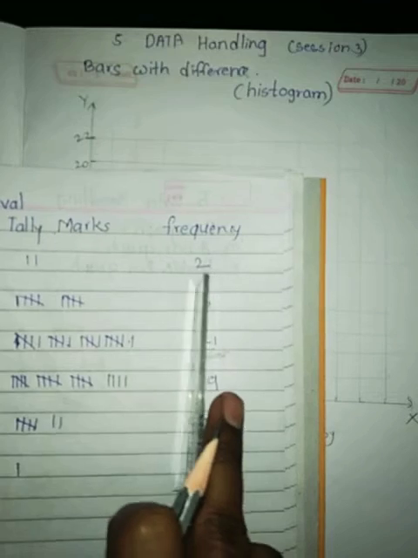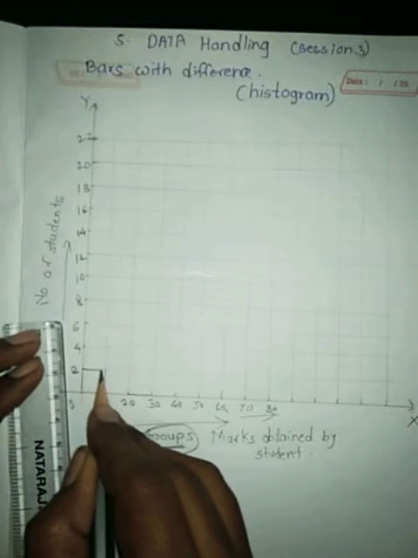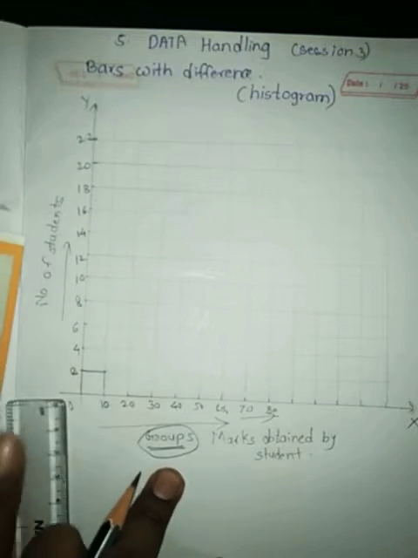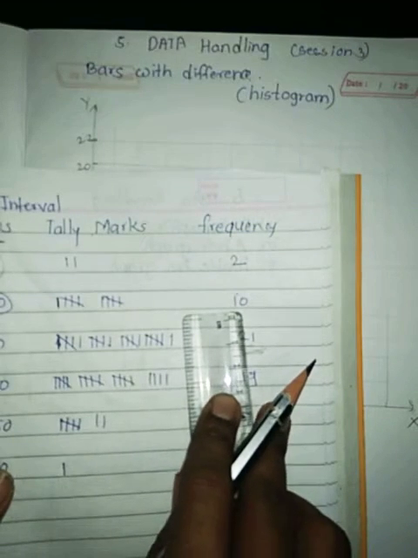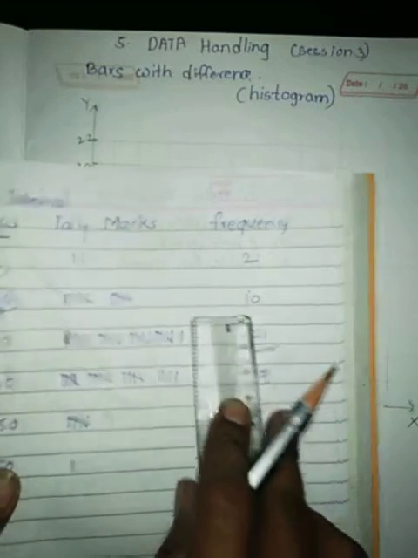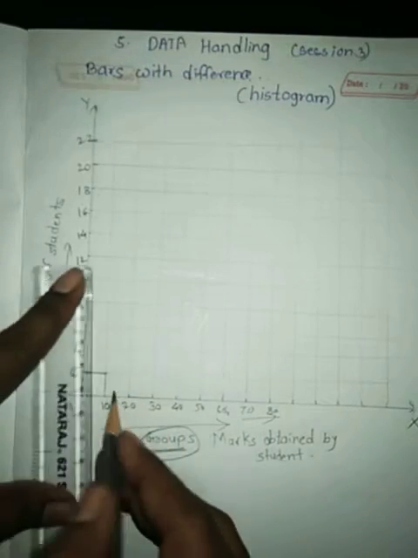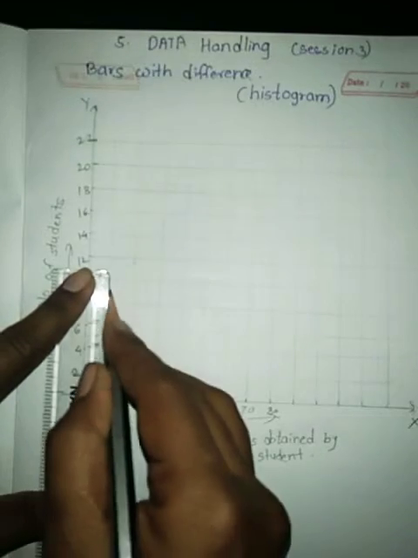Then for 0 to 10, the frequency is 2, so 2 students are there. Now see, this is a histogram, which is different from the bar graph, so you have to make the bars continuously. Now see here, 10 to 20, 10 students. 10 students got marks from 10 to 20, so you have to go up to 10.